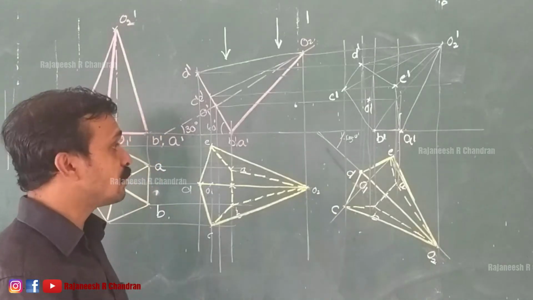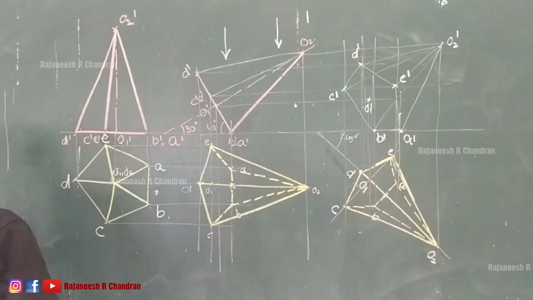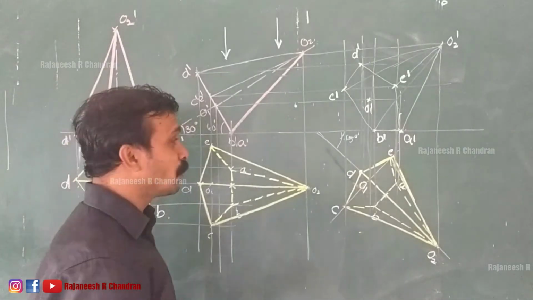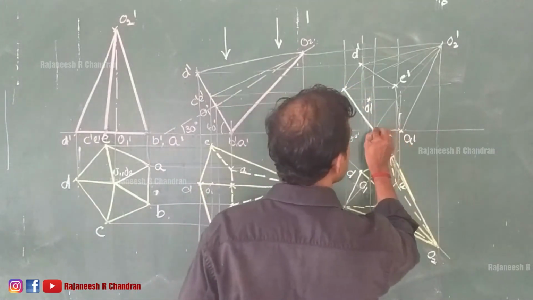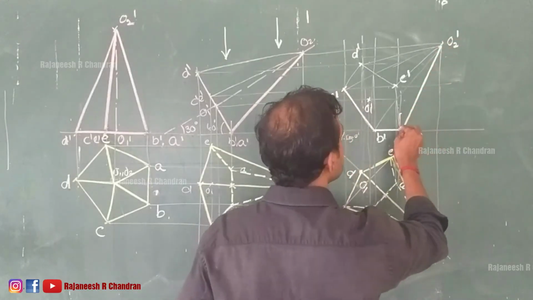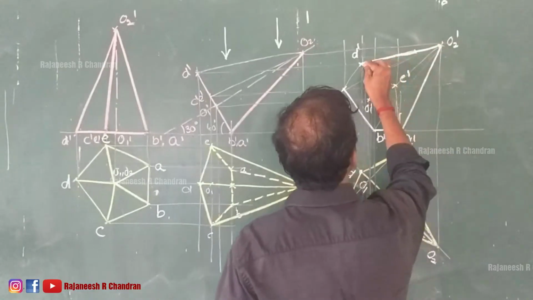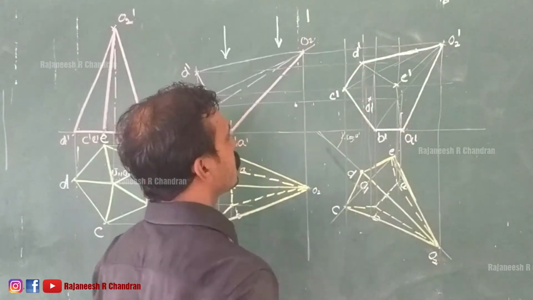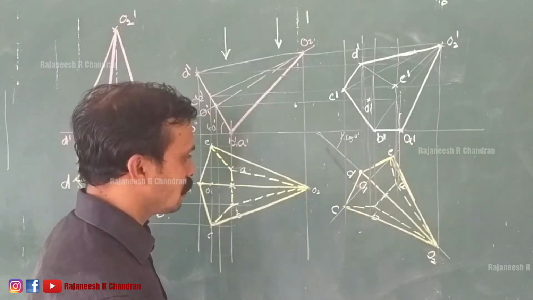Now we know that the first rule is the base borders will be visible. So this is a part of the border, so it will be visible. This is a part of the border, it will be visible. This is also a part of the border, that will be visible. This will be visible, and this is visible. So since all these are part of the border, that is visible.